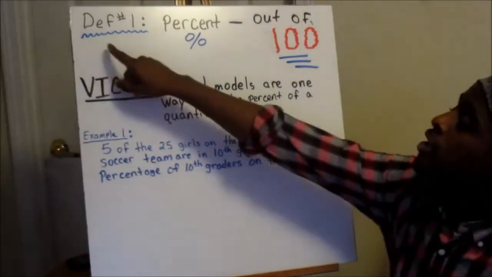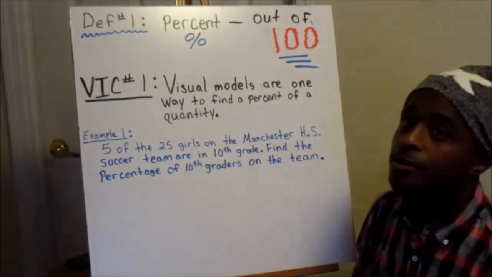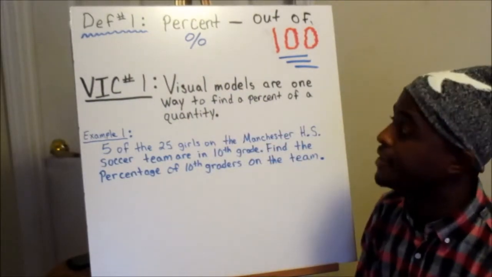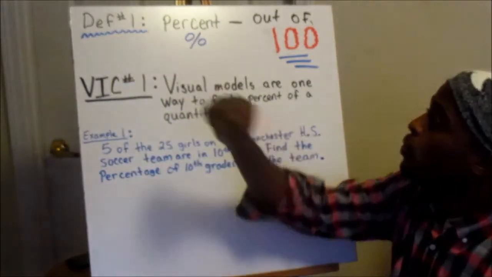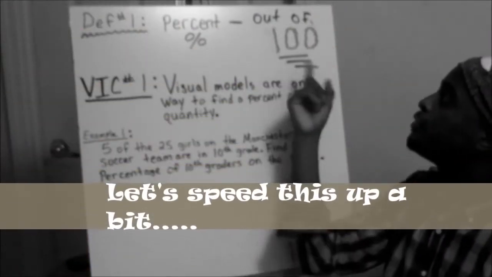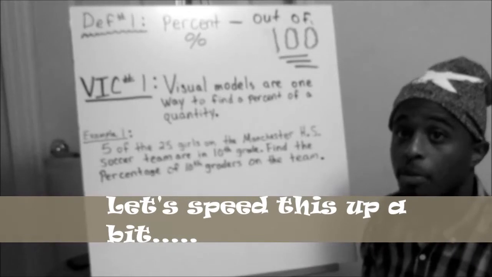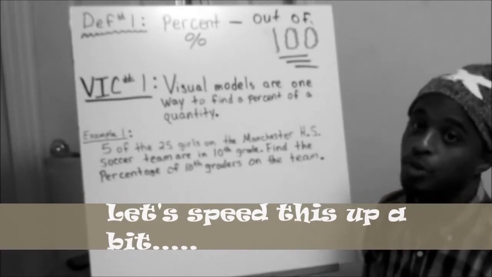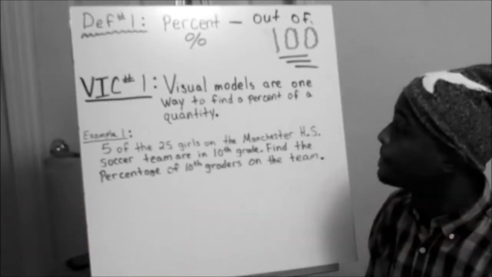Alright, don't forget to get down your definitions, your VICs, and each example in this video. Definition number 1 is percent. Percent just means out of 100. So anytime you hear somebody talking about percent, they're talking about out of 100. So 25% is 25 out of 100.